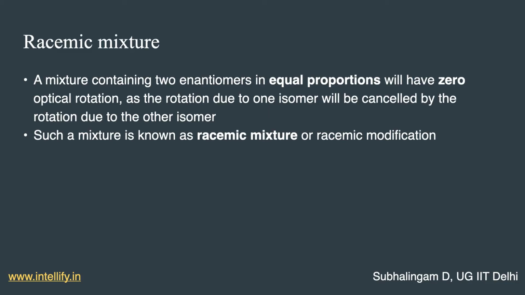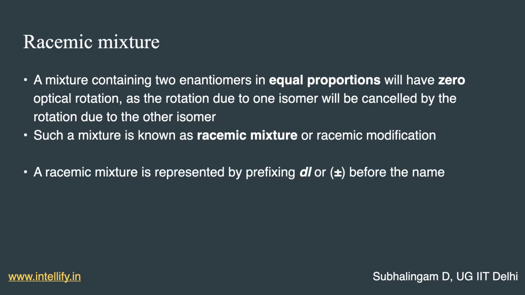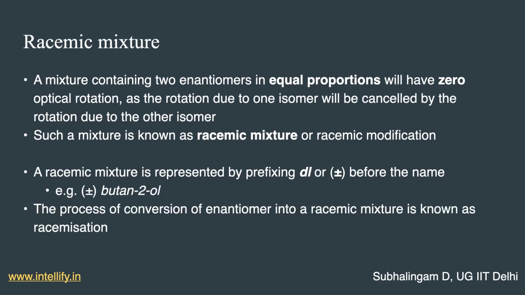Such a mixture is known as a racemic mixture or racemic modification, and a racemic mixture is represented by prefixing DL or plus-minus before the name. Example, plus-minus butan-2-ol. If I say plus-minus butan-2-ol, it's a racemic mixture of plus and minus butan-2-ol. And the optical rotation of plus-minus butan-2-ol is 0 because of cancelling of the rotation by the individual isomers. The process of conversion of an enantiomer into a racemic mixture is known as racemization.